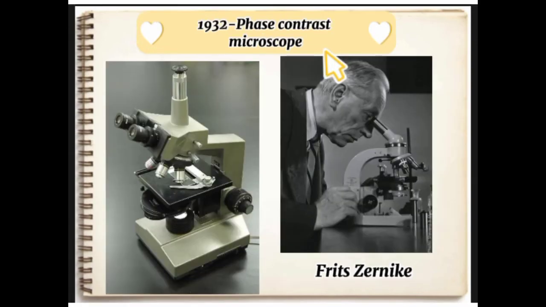1932, phase contrast microscope. Frits Zernike developed phase contrast illumination, which allows the imaging of transparent samples by using interference rather than absorption of light. Transparent samples such as cells can be imaged without having to use staining techniques.